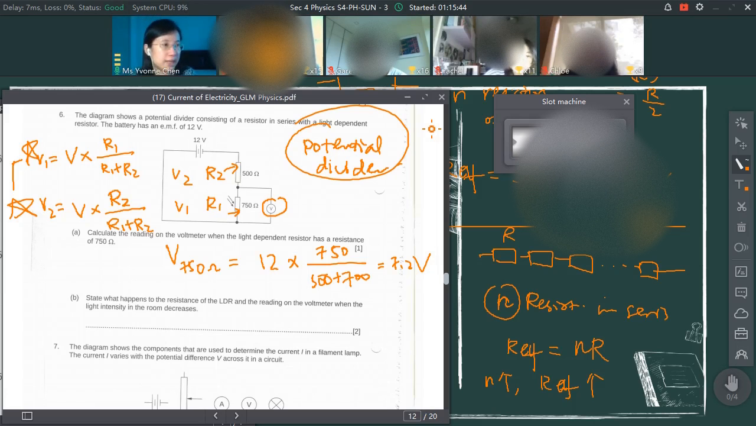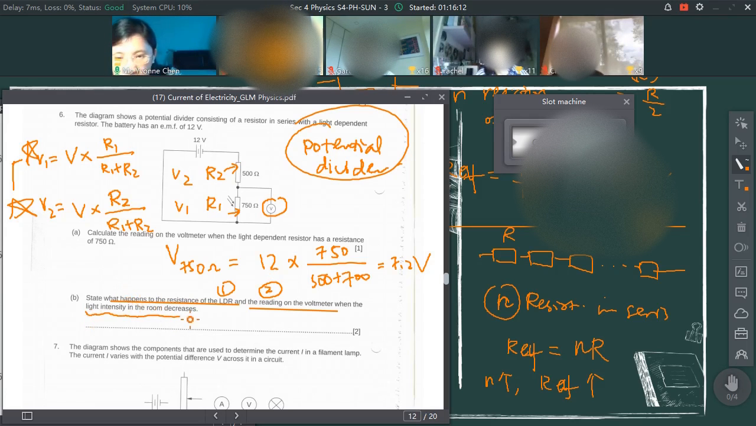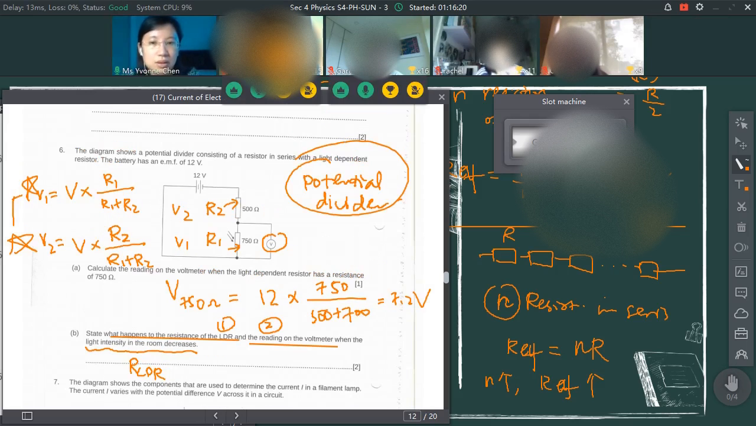Okay, for part B, there are actually two questions. One question is, what happened to the resistance of the LDR? Second part is, what happened to the reading of the voltmeter? When the light intensity decreases, what happened to the resistance of the LDR?